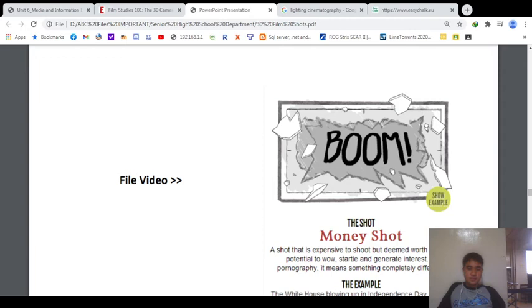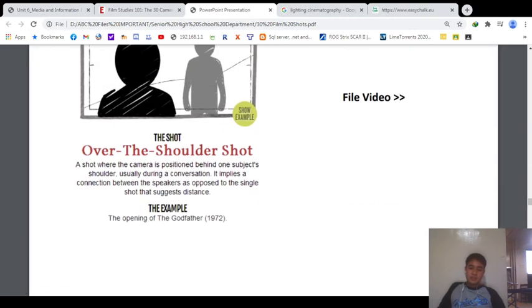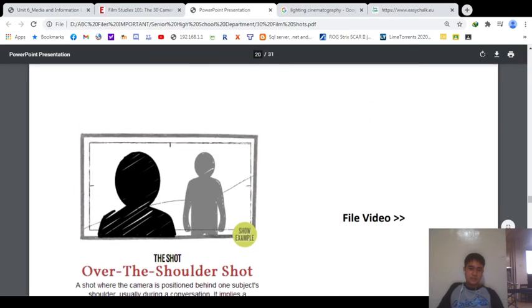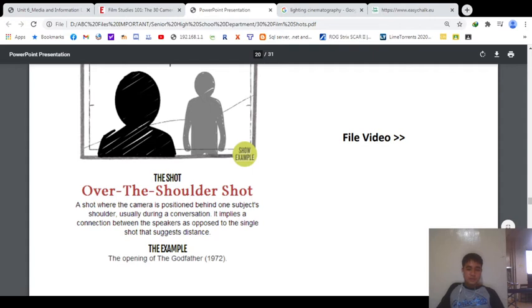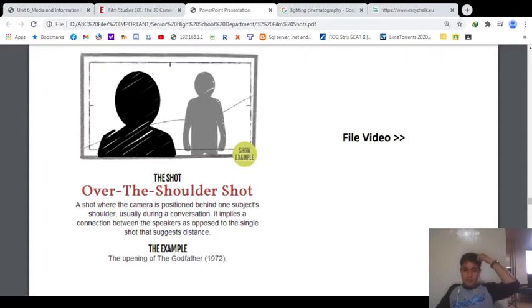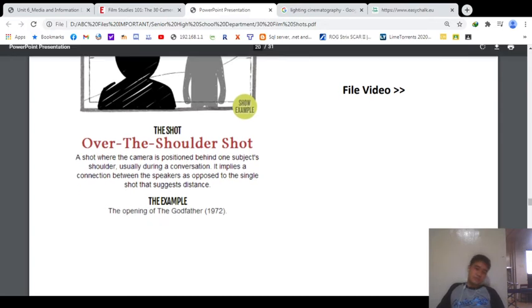Next, okay, the over the shoulder shot. It means that two subjects are having a conversation, especially with the main subject on the other side. It implies a connection between the speaker and the listener, as opposed to the single shot that suggests distance. So that is the commonly used.